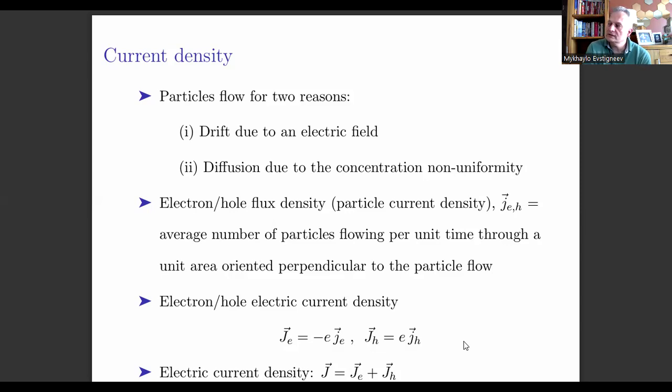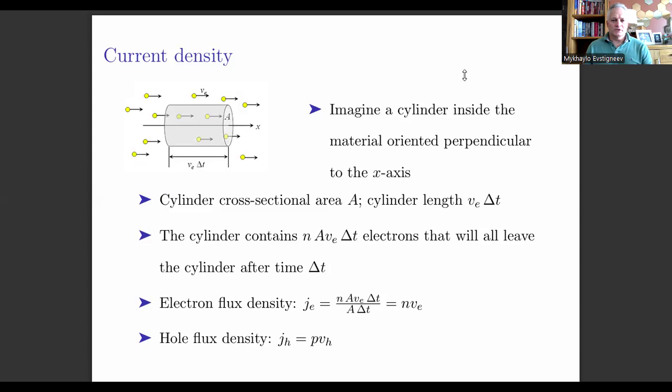Now, to relate the electric current density to the flux density of the particles, you simply need to multiply the flux density with the particle charge, which is the negative elementary charge for electrons and positive elementary charge for holes. So this is the electron current density. This is the hole current density. And we will be using the letter capital J for the current density, electric property. So uppercase J for electric current density, lowercase j for the flux density. We will be using both in this course.